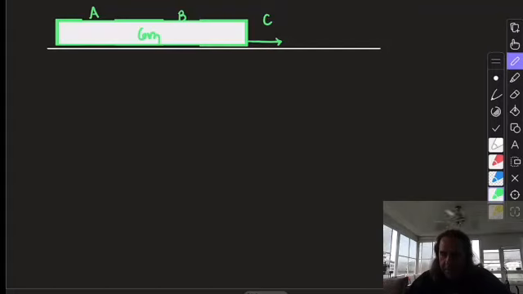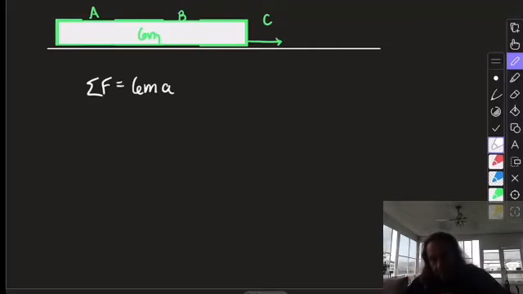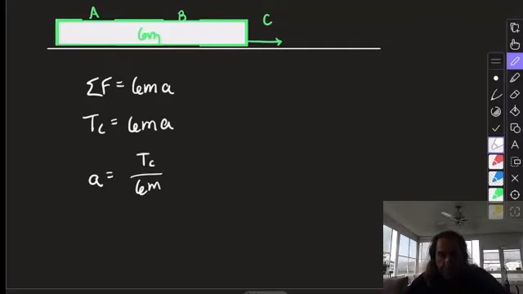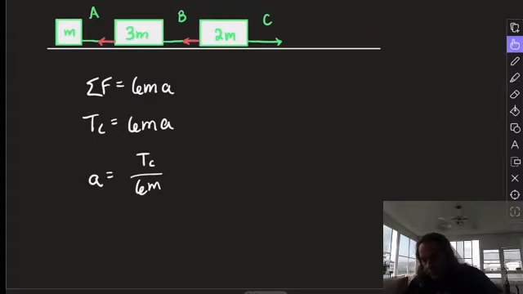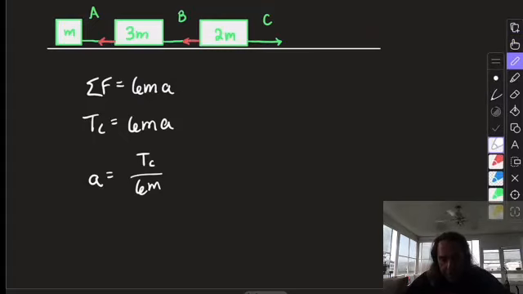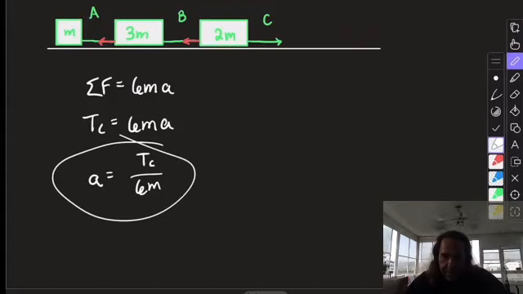But ultimately, you can start this problem by just considering the system. The net force in the system equals 6MA for the system. This is tension C has to equal 6MA, Newton's second law. So the acceleration of my system is the tension in C divided by 6M. What makes train problems solvable is that all three of these boxes have to have the same acceleration. They're all connected.